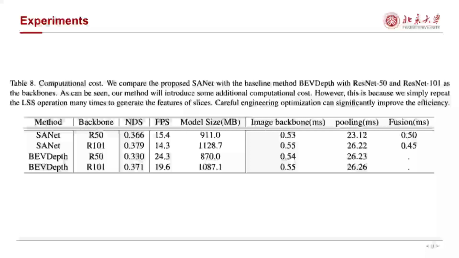In this section, we report the computational cost of SAN. As shown in Tab 8, our method introduces additional computational and storage costs to the baseline methods. To be more specific, when the backbone is ResNet-101, our method introduces 41 MB storage cost and is 27% slower than the BEV-Depth baseline. The most time-consuming step is building the features of global and local slices. However, this is because our current implementation simply repeats the LSS operations. More careful engineering optimization can help to reduce the computational cost of SAN, which will be our future work.